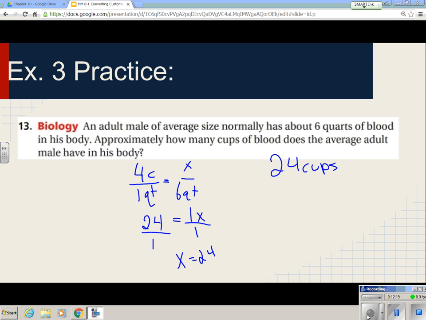So the correct answer is 24 cups of blood in an average adult body. How did I do that? Well, first I found the proportion, or the ratio, of 4 to 1, 4 cups for every 1 quart. And then I knew that what I was doing was equating that to some amount of cups equaling 6 quarts. And from there, I just cross multiply till I get the answer of 24. If you got that right, good for you.